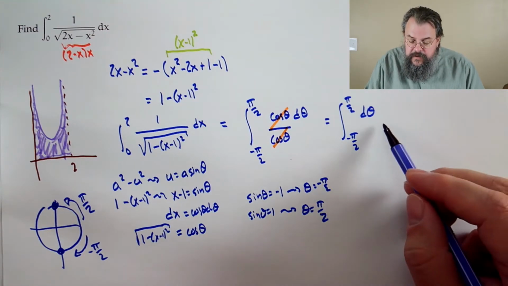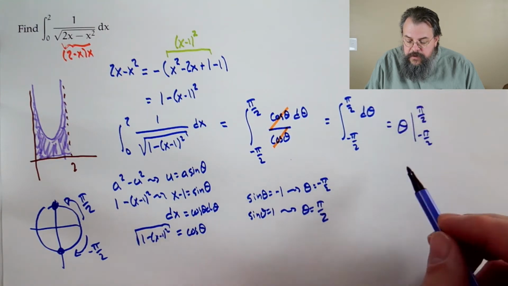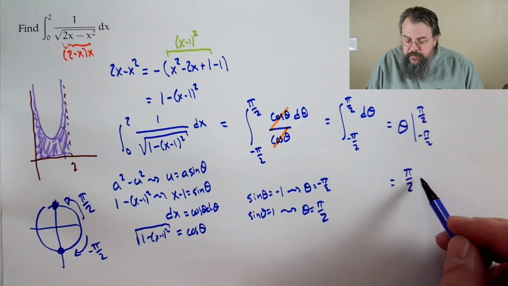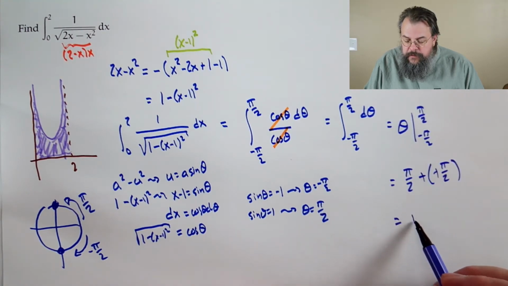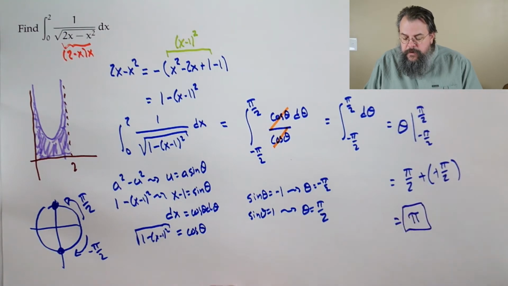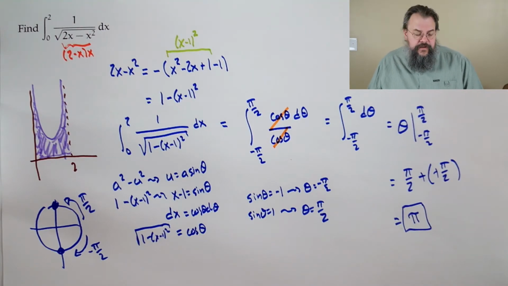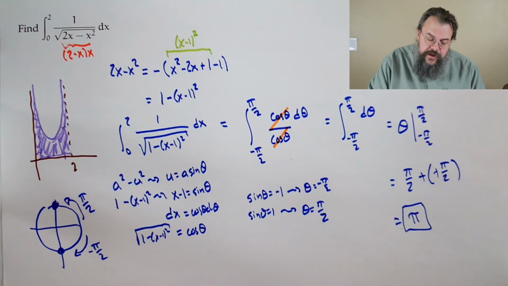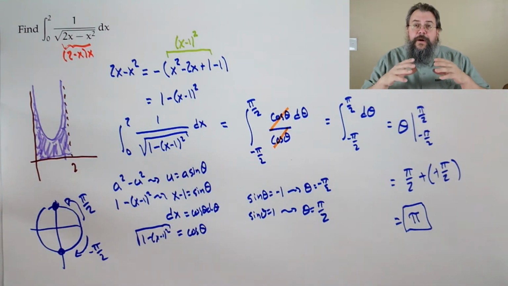So we say, all right, this is theta from negative pi over 2 to pi over 2, which is pi over 2 minus negative pi over 2. Okay, so we end up with pi. What a nice answer. Really clean, too. It's a really beautiful answer. It just shows you, sometimes if you're nice, your improperness will go away.